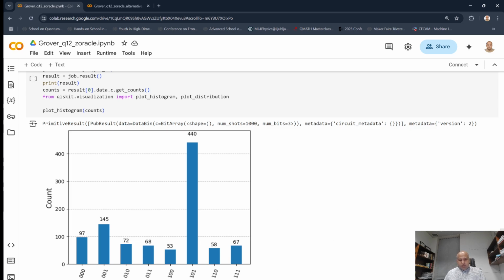Okay, so this concludes our introduction to the implementation of Grover's algorithm on Qiskit.